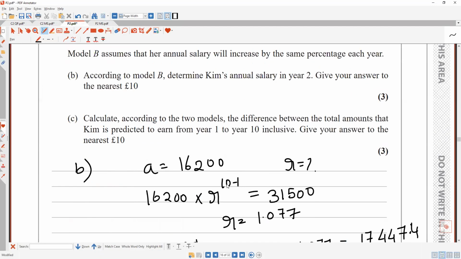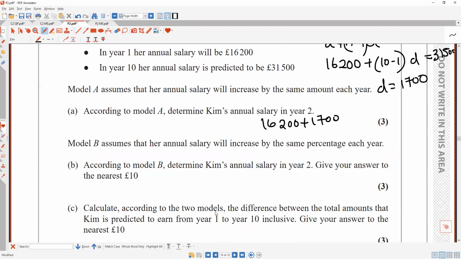Fine. Let's do the C part now. Calculate according to the two models the difference between the total money, the sum, Kim is predicted to earn from year 1 to year 10, inclusive. So first year, second year, third year, fourth year, fifth year, 6, 7, 8, 9, 10. Total how many years? 10 years. Inclusive, because you know what other students do? They do 10 minus 1, they take 9 years. No. Inclusive of the first year itself.